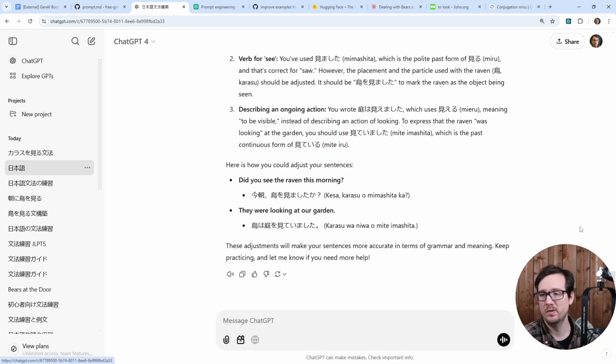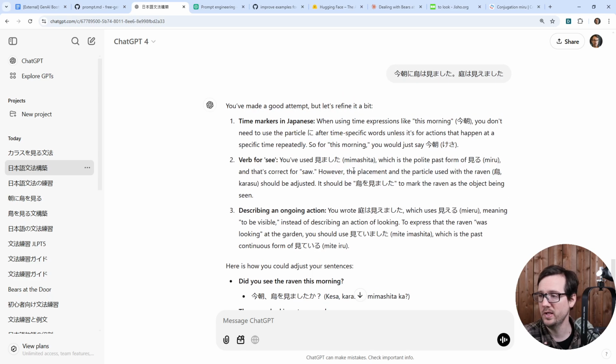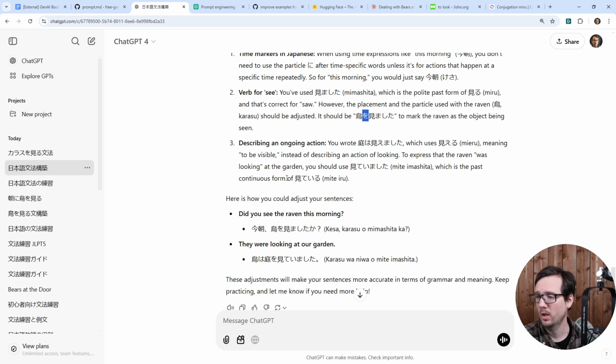So now we can see this model. Let's go back to the last one. Did it correct the other one? I don't think it told us the answer, right? When using the time expression like this, you don't need this particle. You've used mimashita, which is a polite form of it. However, the placement of the particle used with this should be adjusted. Yeah, it is using the wo, or o, so I guess it is considered an object here.